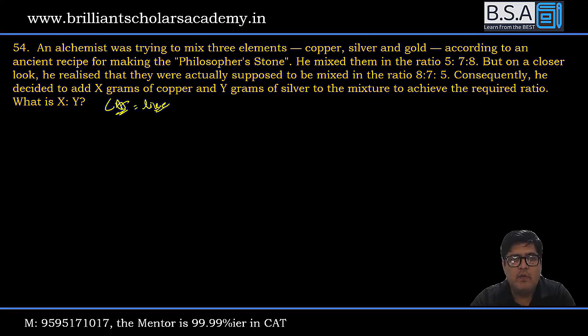An alchemist was trying to mix three elements, copper, silver, gold, according to an ancient recipe for making the philosopher's stone. He mixed them in the ratio of 5:7:8, but on a closer look, he realized they were actually supposed to be mixed in the ratio of 8:5. Consequently, he decided to add X grams of copper and Y grams of silver to the mixture to achieve the required ratio. Find X by Y.